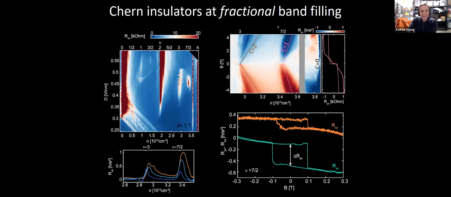So let me show you just one very last piece of physics, which is that in this same system, and I anticipated this a little bit before in ABC trilayer, we actually start to see some new states. So Chern insulators at fractional band filling, and by fractional band filling here, I really mean rather than 1 or 2 or 3 electrons per unit cell, at 3 halves or 7 halves of an electron per unit cell. So here's at 0 magnetic field. You can see these little features at 3 halves or 7 halves of an electron per unit cell.